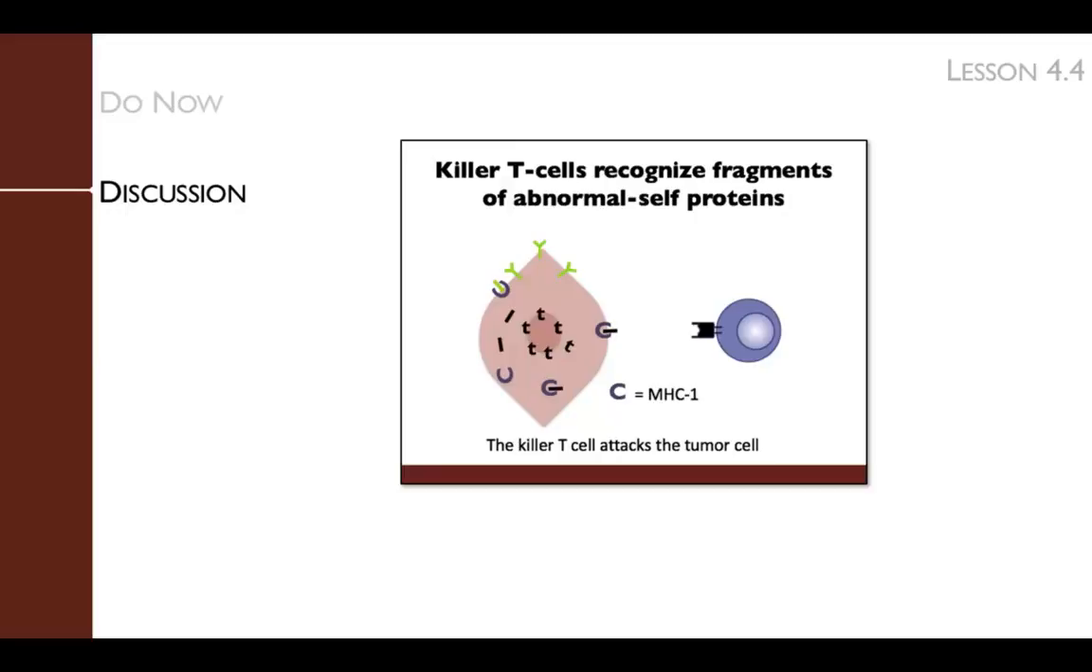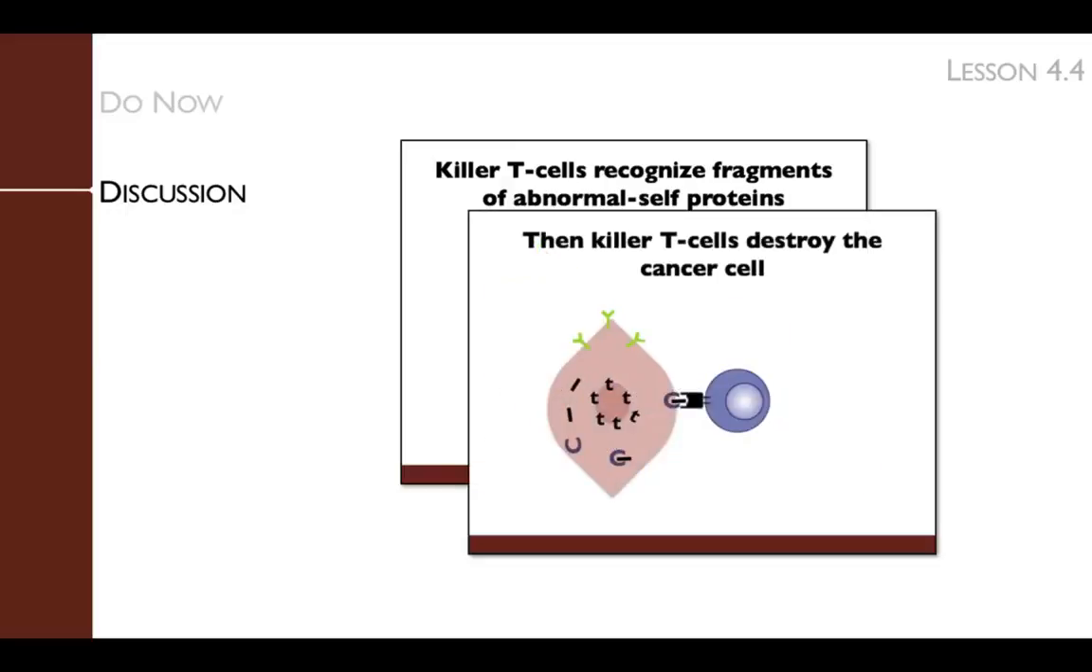Killer T cells scan these peptides on the cell surface to make sure the cell is normal or self. But when one of the peptides changes because of a mutation or because it shouldn't have been made, a killer T cell with the corresponding receptor will recognize the peptide as abnormal and kill the tumor cell.